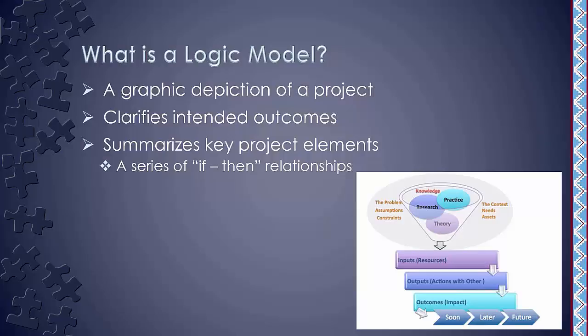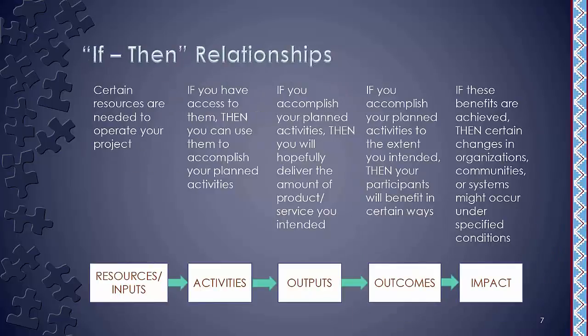A logic model is a series of if-then statements. So let's take a look at those if-then statements and their relationship to one another. Down at the bottom we have the major elements, or five of the elements that are used consistently in logic models. And up above, it gives you the if-then relationship.